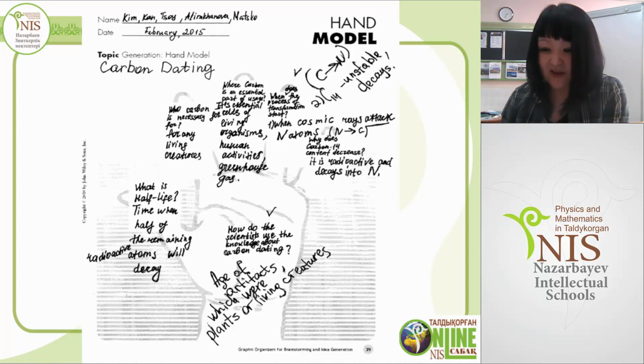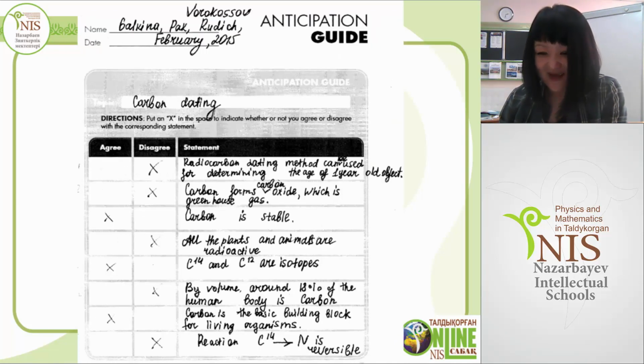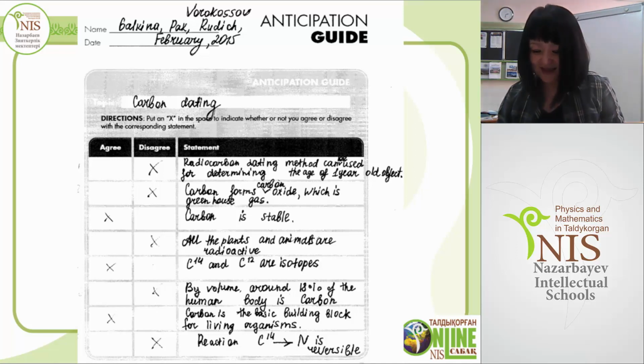Now you see the graphic organizer with all notes which our students did. And the anticipation guide. You see that there are some statements here, like carbon dating method can be used for determining the age of a 1-year-old object. Carbon forms carbon dioxide, which is a greenhouse gas. Carbon is stable. All the plants and animals are radioactive.